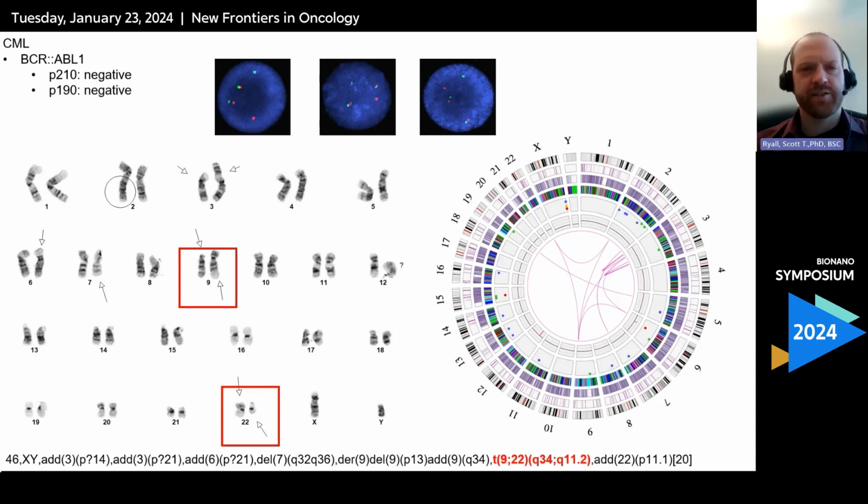So the clinician reached out to us in the cytogenetics lab and said, listen, it looks like a CML. Everything fits with CML, but I'm not getting BCR-ABL transcript positivity. What's going on here? So we ran our karyotype, and you can see down here.